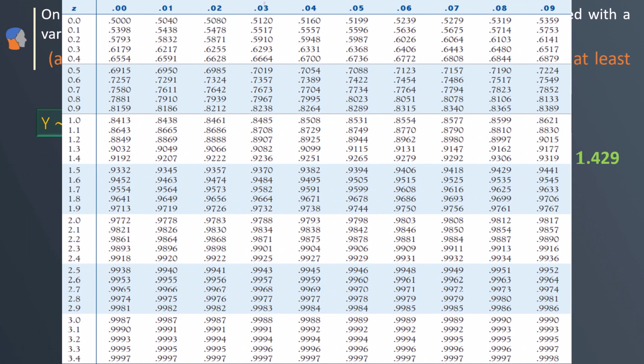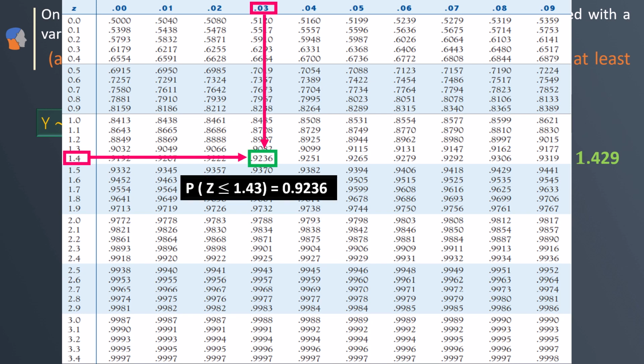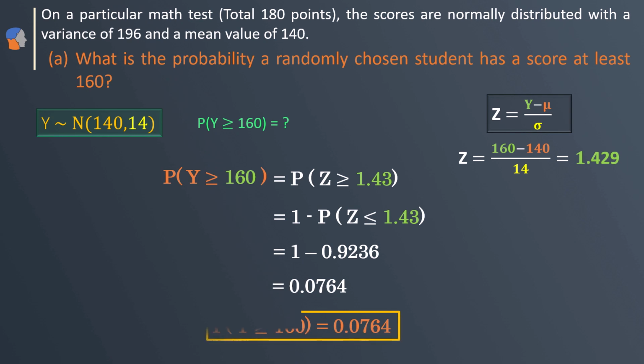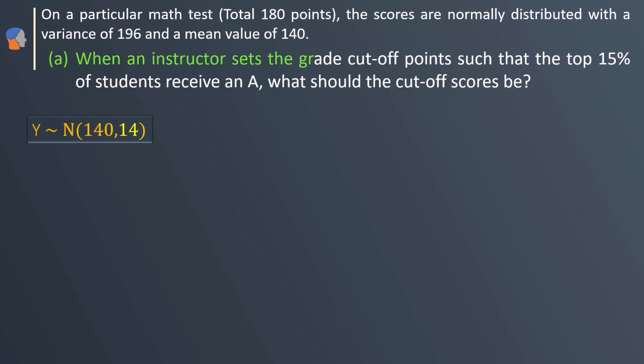Therefore, go to the z table, find the corresponding probability of 1.43, that is 0.9236. Then subtract from 1, the answer is 0.0764. Therefore, the probability of the score at least 160 is 0.0764. Go to part B.